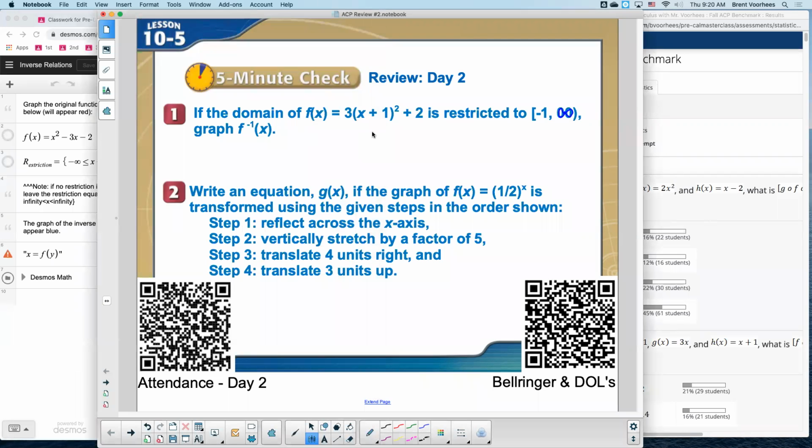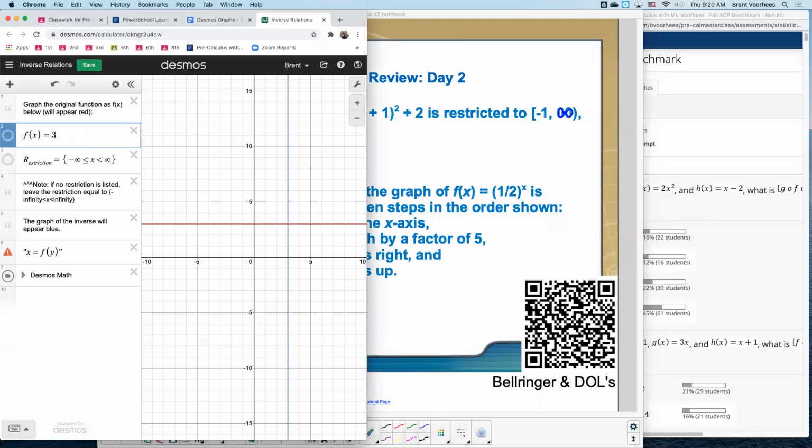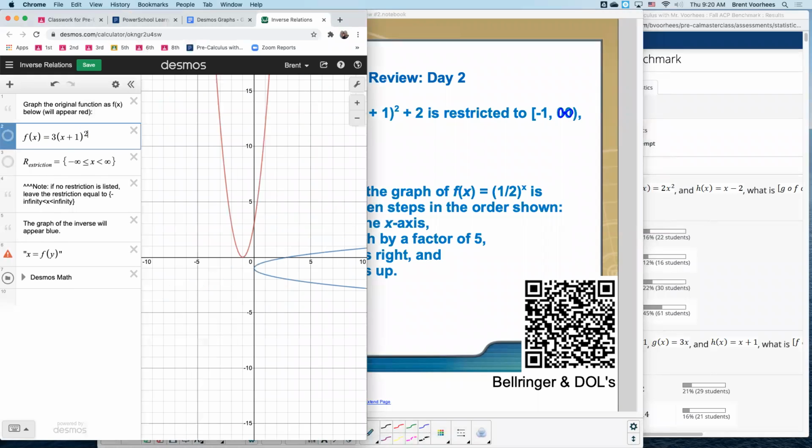If you were going to solve this, the way you would work it is you would graph 3 times (x plus 1) squared plus 2 as your f of x. So 3 times the quantity x plus 1, squared, with the plus 2 on the outside. What the instructions are saying is that the red is the actual graph itself. That's the graph of f. The blue represents the graph of the inverse.